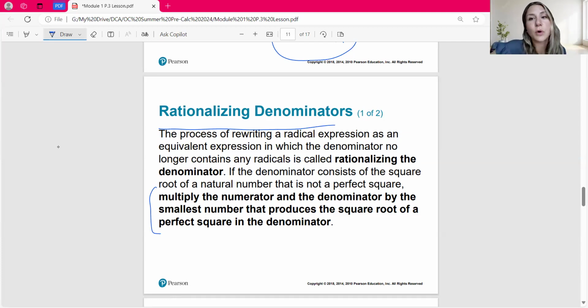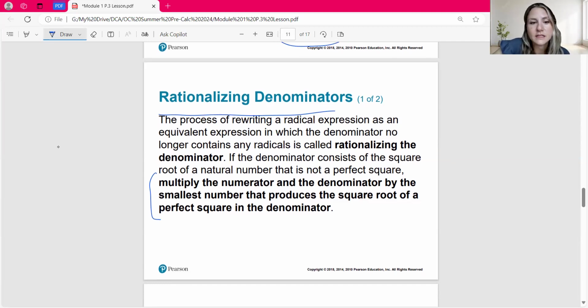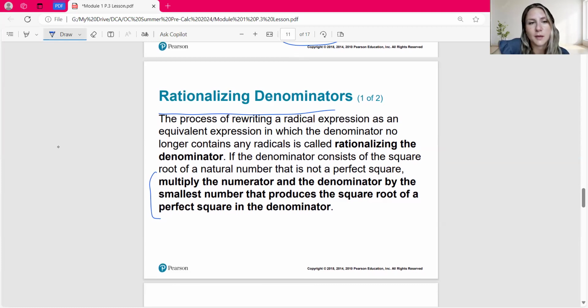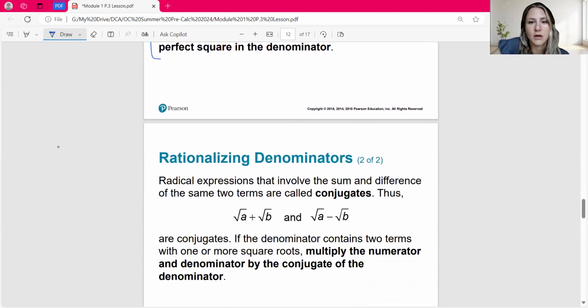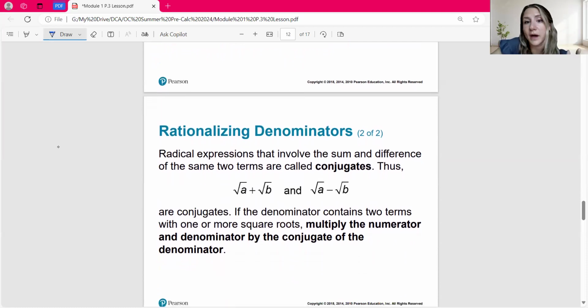What we need to do is multiply the numerator and denominator by the smallest number that produces the square root of a perfect square in the denominator. And what that number is, is the conjugate of the denominator. I'll give you a second if anyone's writing that down, and I'll slide down to the next page. But rationalizing denominators is really important so we can write fractions or terms without radicals in the denominator. And so conjugates are going to help us make sure we don't have any radicals in the denominator.